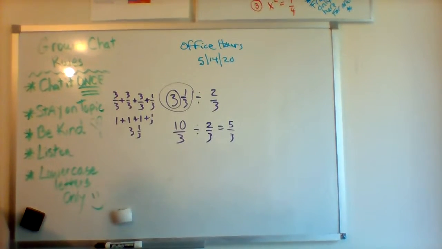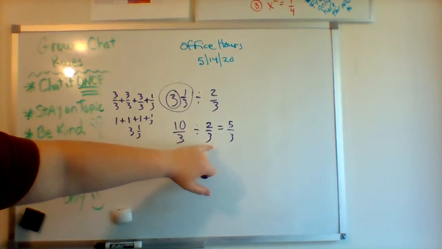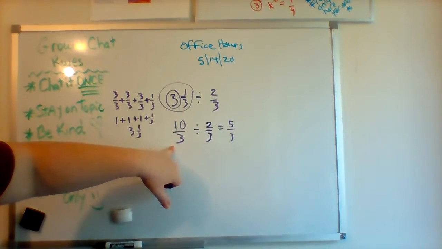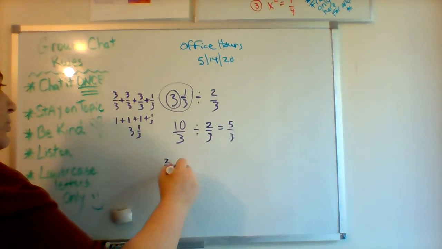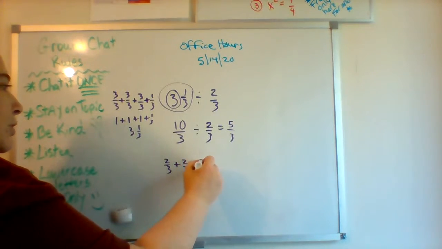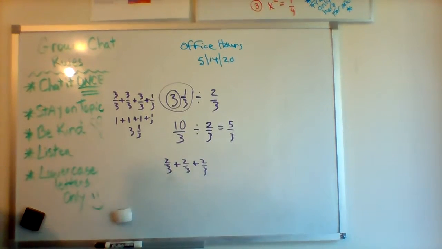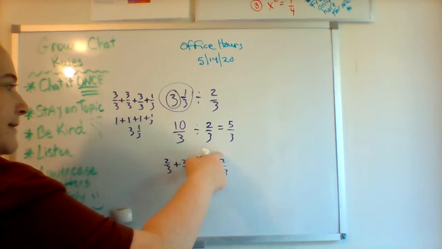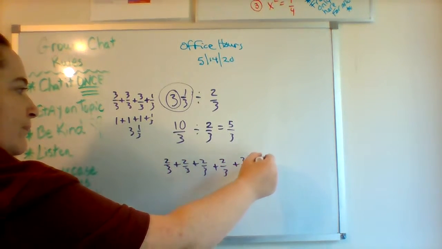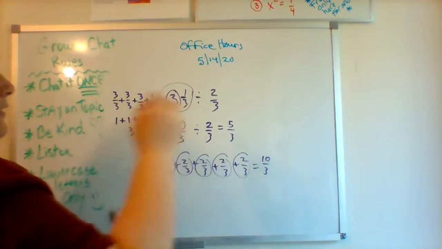So now, hopefully, before I even do the algorithm, if you've got 10/3 and 2/3, you're asking how many of these can actually fit inside of this. So if I have 2/3, 2/3, 2/3, and I just keep going, how many of these will it take to get to 10/3? 2, 4, 6, 8, 10. So how many are there? 1, 2, 3, 4, 5.